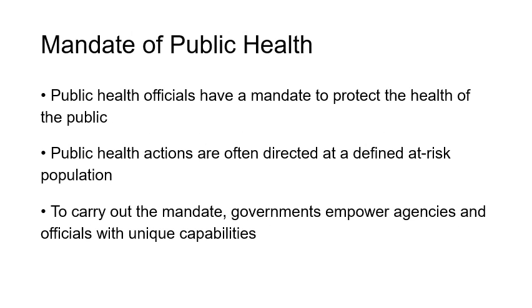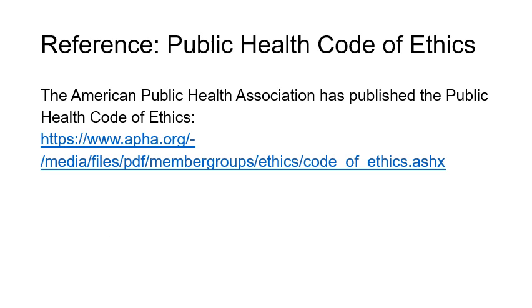Public health officials have a mandate to protect the health of the public. Public health actions are often directed at a defined at-risk population, a group of people who are subject to specific risks for a particular disease or an injury. So to carry out the mandate, governments empower agencies and officials within public health with unique capabilities. The American Public Health Association has published the Public Health Code of Ethics, which is available to you on the internet.